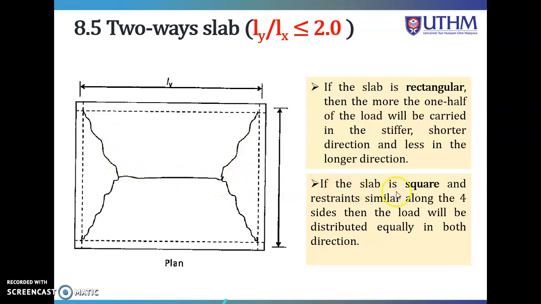Okay, tapi if the slab is square and restrained similarly along the four side, maksudnya dia punya LY, LX dia sama. So it will become the square. So dia akan similar distribute. Maksudnya pembahagian load dekat bahagian ini sama dengan bahagian ini. Untuk square slab. Okay.